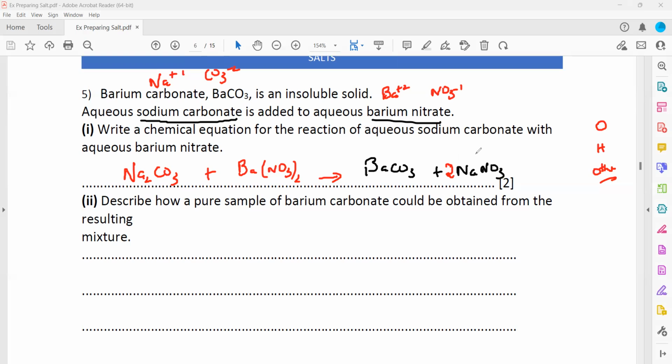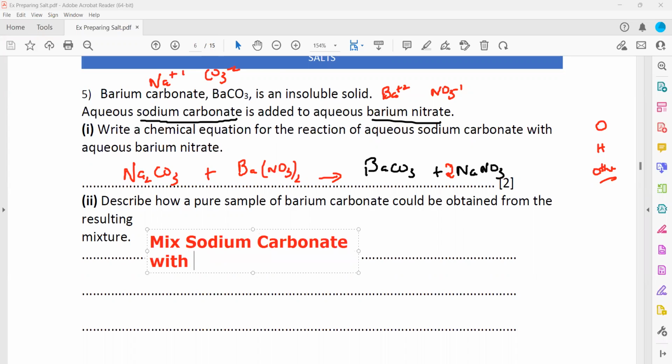Then describe how a pure sample of barium carbonate could be obtained. As you can see, the ratio between them is 1:1. So we should mix equal amounts or equal volumes of the two solutions. Or you can specify: mix sodium carbonate with barium nitrate solution.